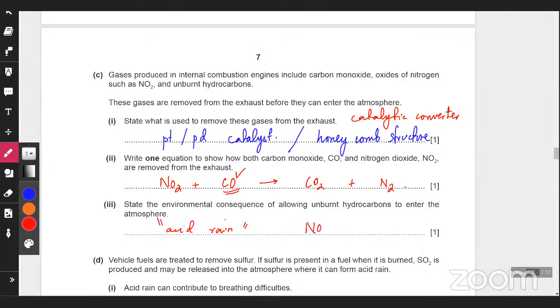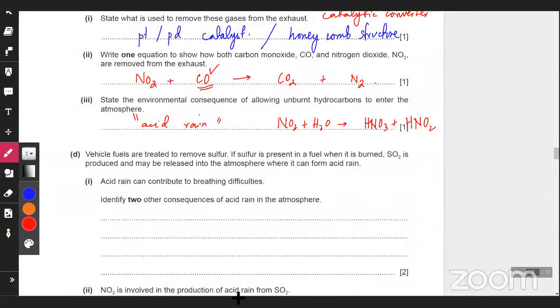Nitrogen oxides can react with rainwater to form acids along with sulfur oxides. So nitric and nitrous acid would be produced in the reaction. But anyways, it was just a 1 mark question.